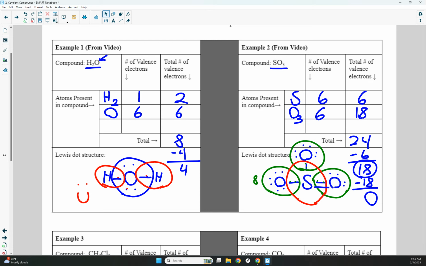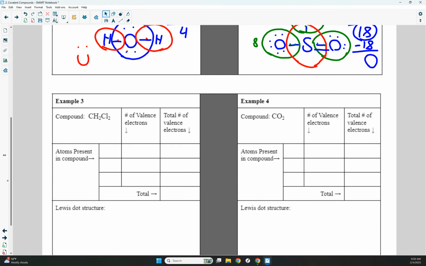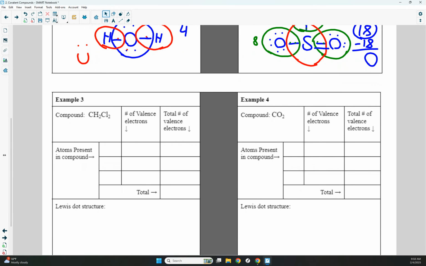So pause the video and try the next 2 examples on your own, and then I'll go over them with you. Okay, welcome back. I'm going to quickly move through these examples here.